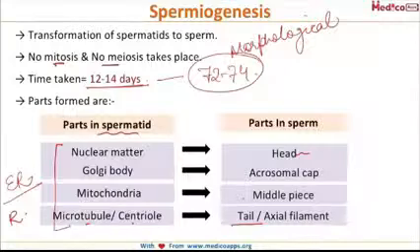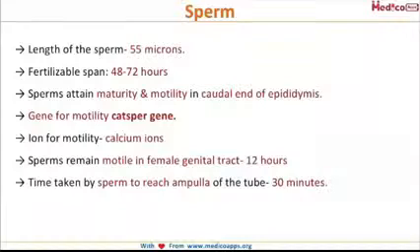Now we have one more important question: what is the arrangement of the tail? As we know, the tail is formed out of the centriole, and this centriole has a 9+2 arrangement. So our tail has a 9+2 arrangement. Now a few important points about the sperm. What is the length of the sperm? It is 55 microns. And once a sperm is ejaculated in the female genital tract, for how long is it capable of fertilizing an ovum? Your answer is 48 to 72 hours, that is 2 to 3 days.